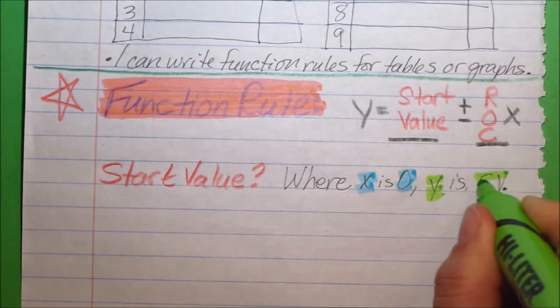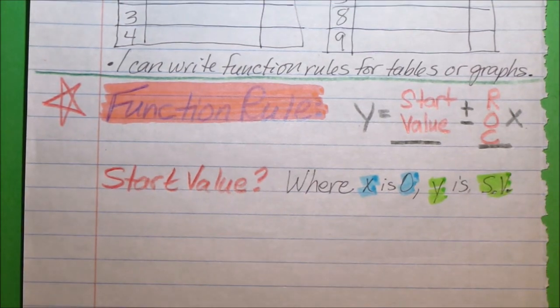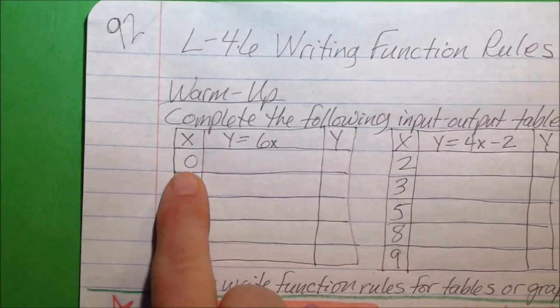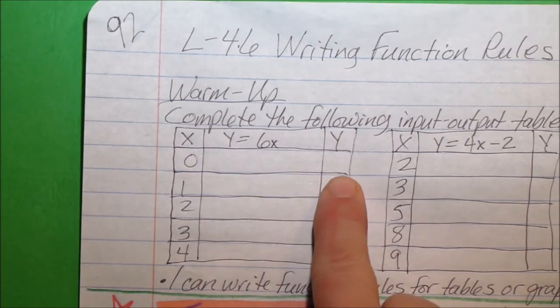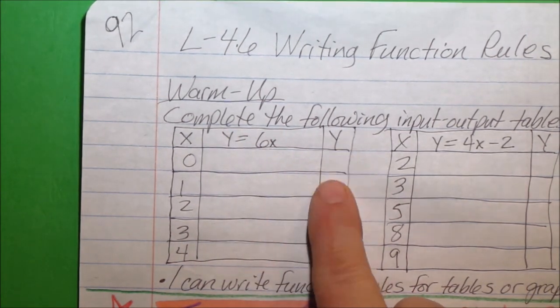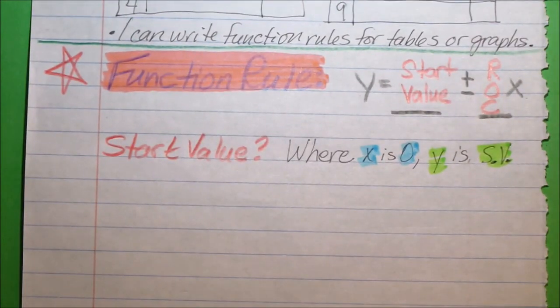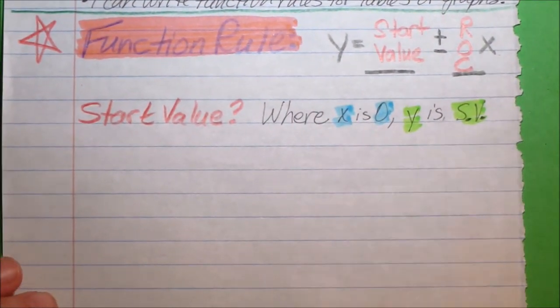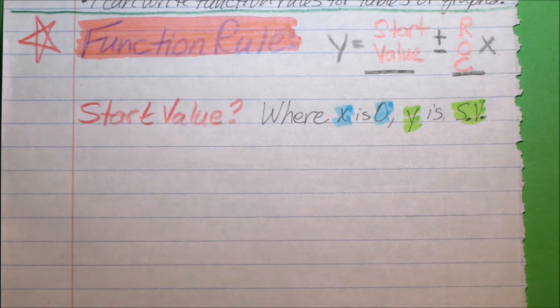So I'm talking about ordered pairs here, guys. So up here in this warm-up table, for example, x is 0 here. So whatever y turned out to be when you applied it into this function rule, that number there is your start value. All right? And so what's a start value? What does that mean? Don't worry yet, we'll get there, okay? I just want you to kind of repeat this in your head right now. Where x is 0, y is the start value.